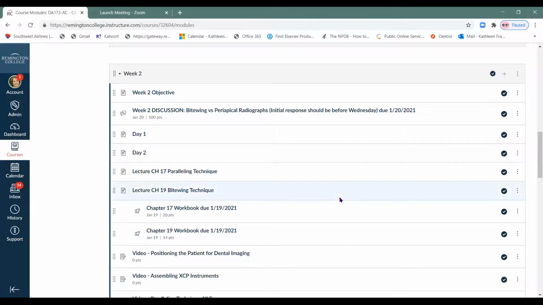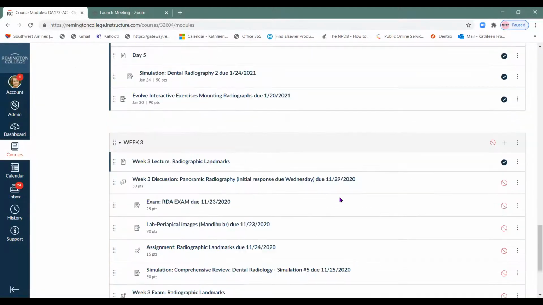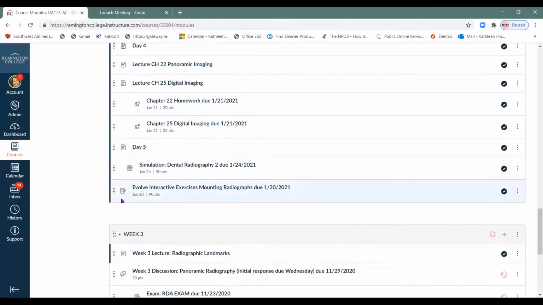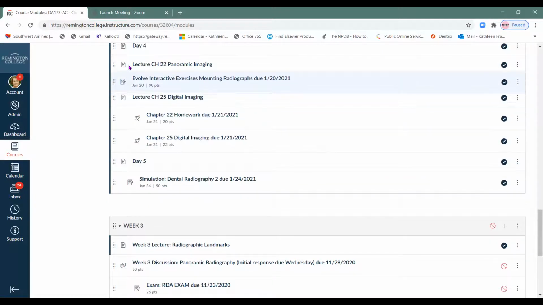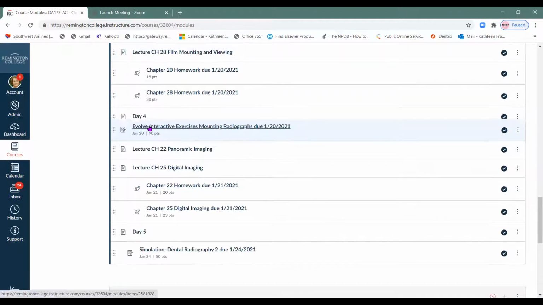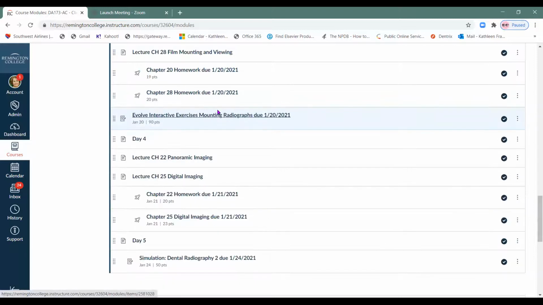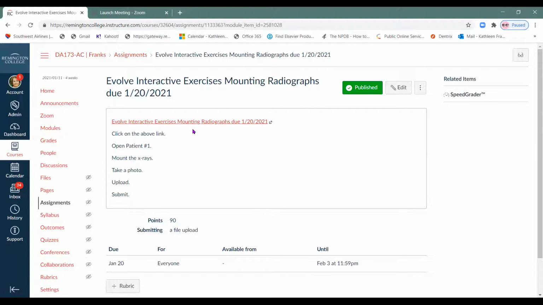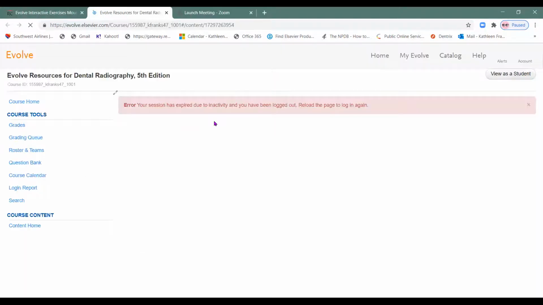and down here, I put a link, which I'm going to move up here to today. There we go. If you click here, and you're going to click right here, just click on the above link. Let me log back in.